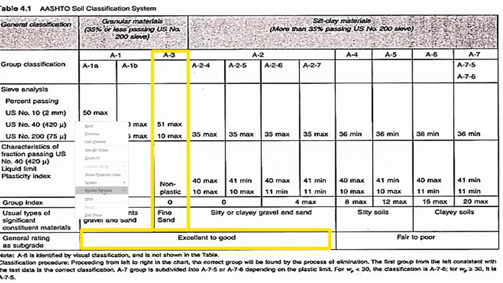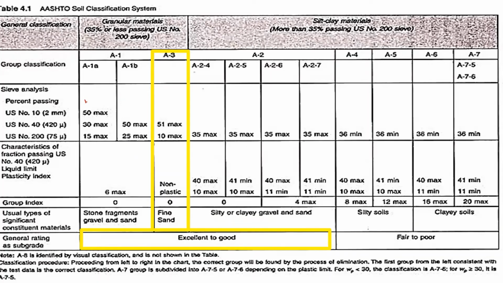So let me take the pointer here, and you can see we have 57.70, but the problem is that the maximum allowed over here is only 50. So we have to omit this A-1-a. So we cannot move with that. So now I'm moving towards the A-1-b. There is no limit over here for number 10 passing, so I can take this one.